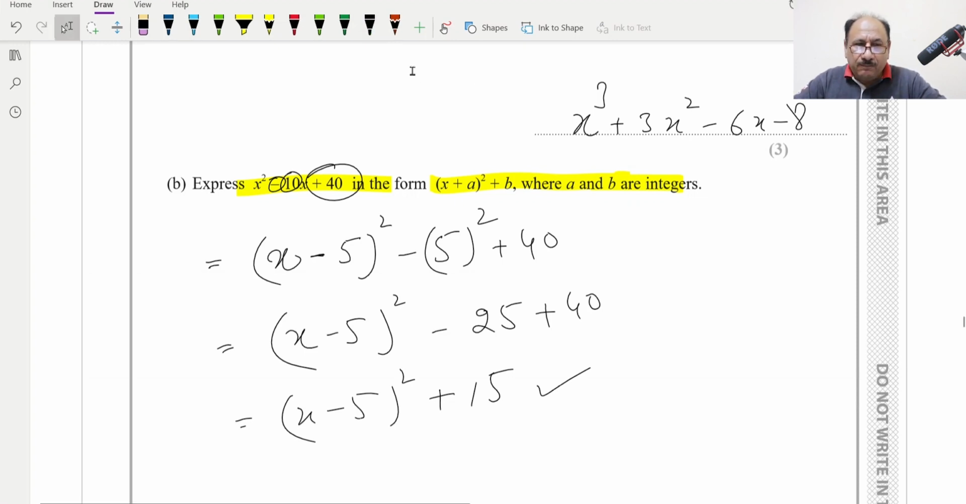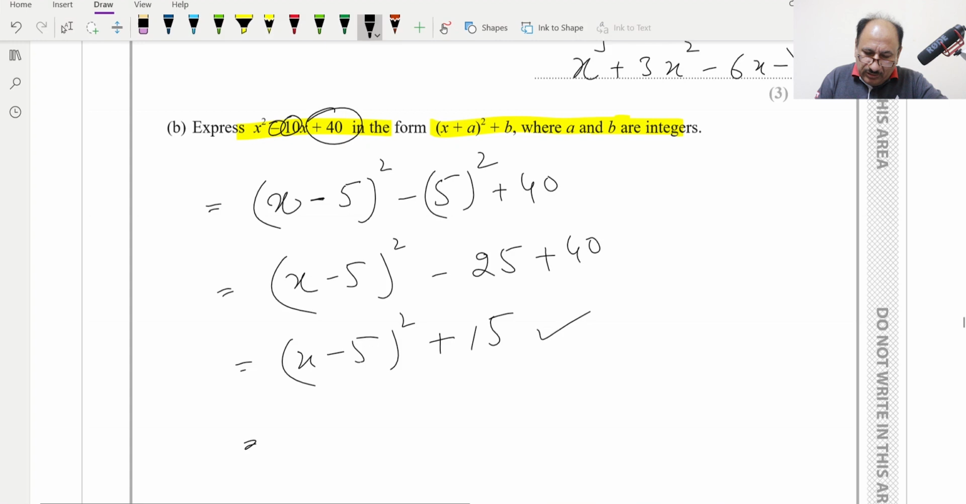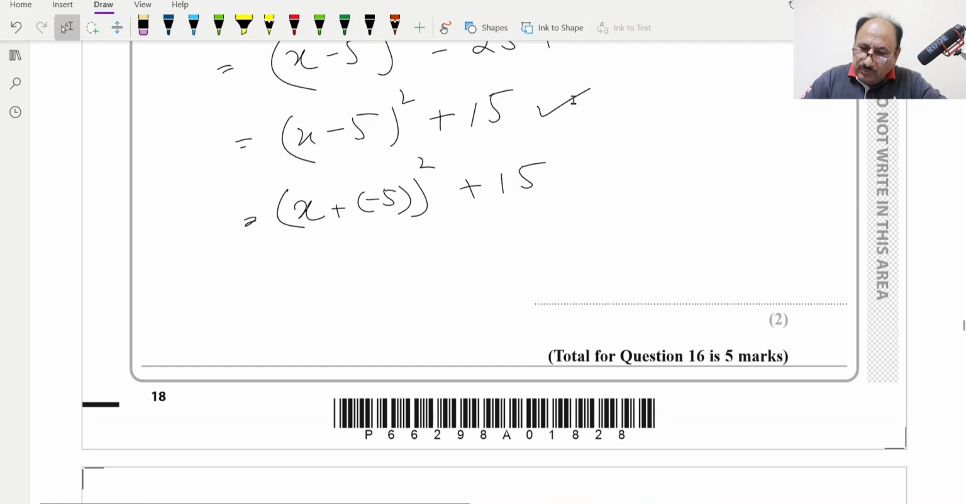And they are saying plus format, so we can rewrite it as x plus this will be minus 5 squared and plus 15. This one we can provide like this one, and the answer will be over here. Even this can be the answer or this can be the answer, so I'm writing in minus format. It makes no difference basically.